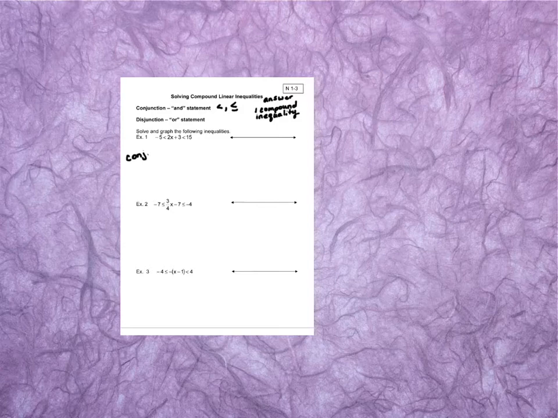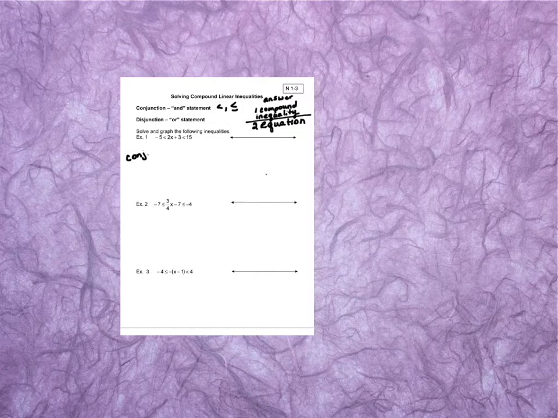Now, disjunctions. In this case a disjunction is an or statement, and it starts with two equations and ends with two equations. For the disjunction, you're going to have two inequalities or two equations as your answer. That's the difference in the way you report the answer.